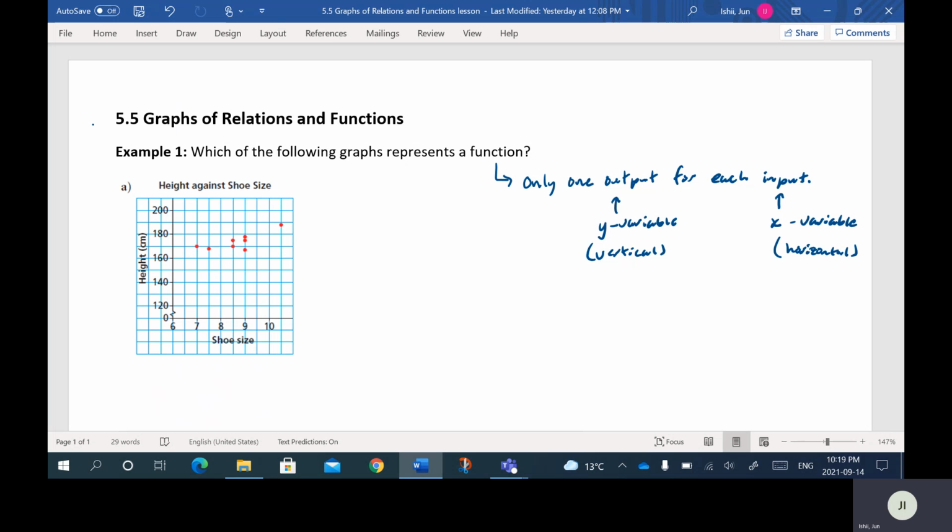So what does that mean in terms of a graph? Here, you can see that at 7 there's 1 point. At 7.5 shoe size, there's still 1 point. However, once I get to 8.5, you can see that there are 2 vertical points. What this means is that at a shoe size of 8.5 there are 2 different heights, which we cannot have. And likewise, at a shoe size of 9, we have 3 different heights. Since this is my x and the vertical one is my y-axis, we cannot have 2 y values or 2 outputs for an individual input. So in this case, this is not a function.